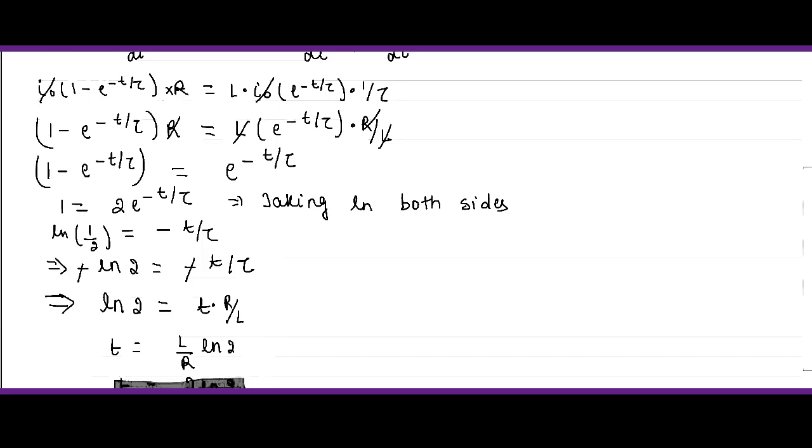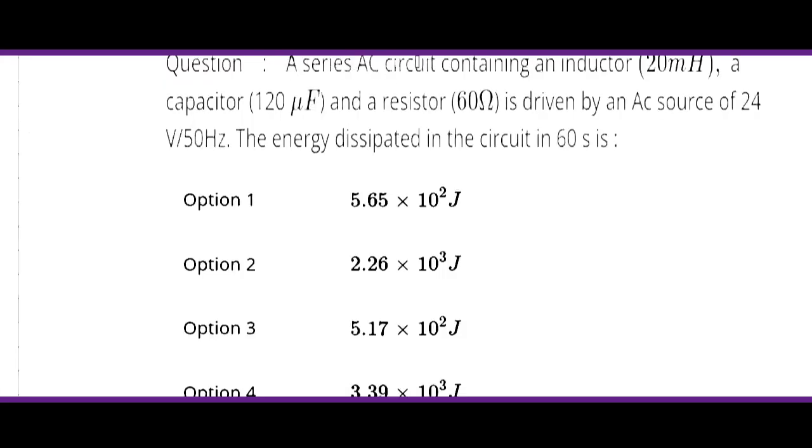Hello everyone, a series AC circuit containing an inductor of 20 millihenry and a capacitor of 120 microfarad and a resistor of 60 ohm is driven by an AC source of 24 volt and 50 Hz frequency. Find the energy dissipated in the circuit in 60 seconds.